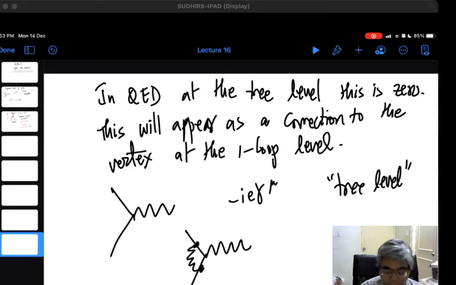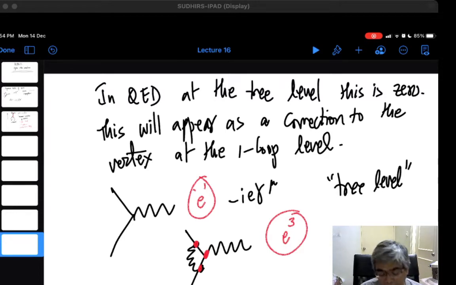Okay, this looks like this. Now the vertex is replaced, so this vertex is essentially E, and this one is E cube, say for example. So suddenly the coupling constant power is increased. So this is essentially a correction of the order of E square. So this turns out to be E plus 1 plus E square, and so on.